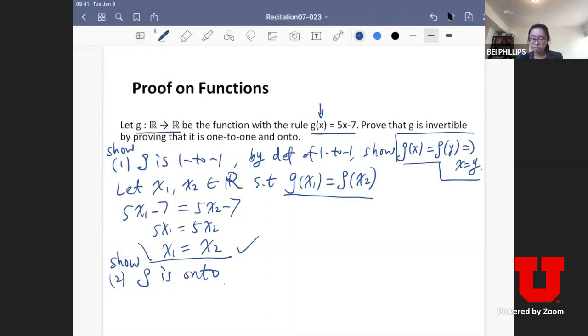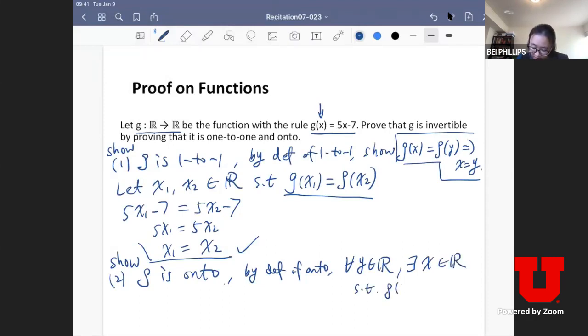Great, thank you. All right, now we want to show G is onto. Remember, by definition of onto, you want to say for all elements in the codomain, there exists an element in the domain such that G of X is equal to Y. So for any element in the codomain, there's an element in the domain that maps to it. So this is what we want to show.